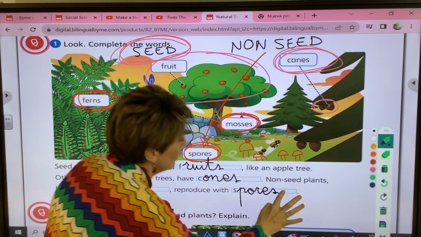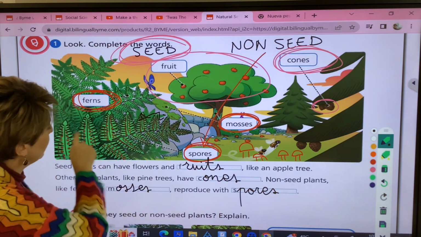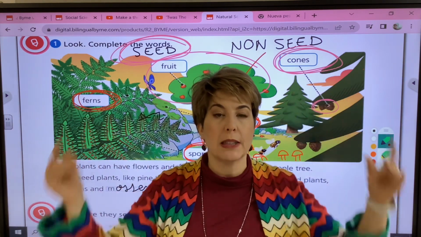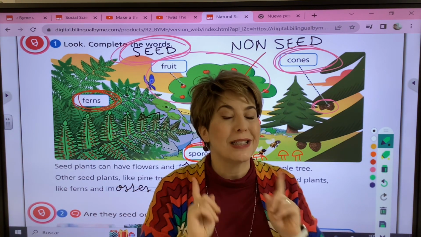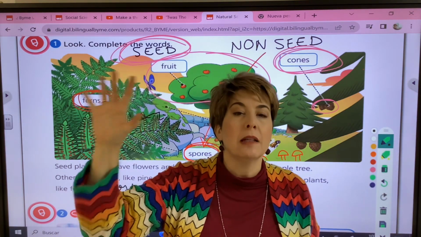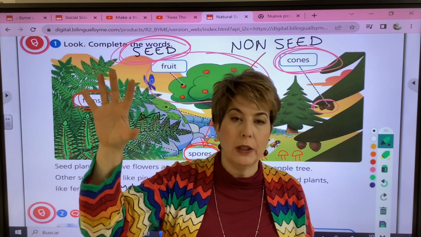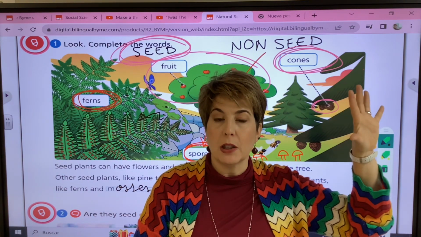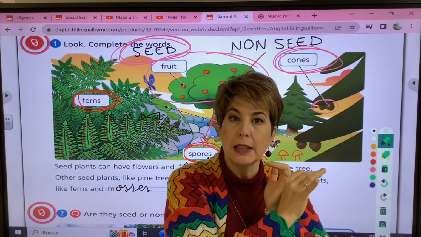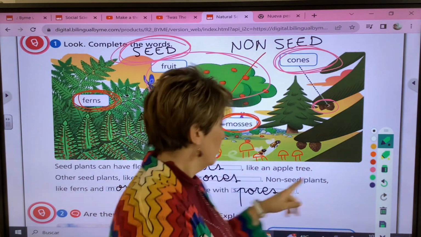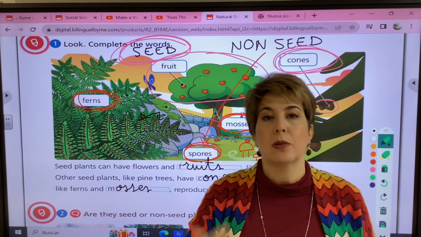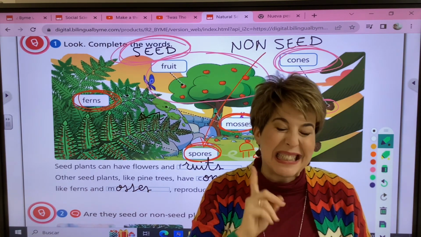And these are some spores that you can see because they are painted, but they are usually invisible. Okay, so spores is another way of reproduction that is not seed reproduction. Seed reproduction, fruits and flowers. Non-seed reproduction through spores, and we have ferns, mosses, and fungi or mushrooms. We call them mushrooms.